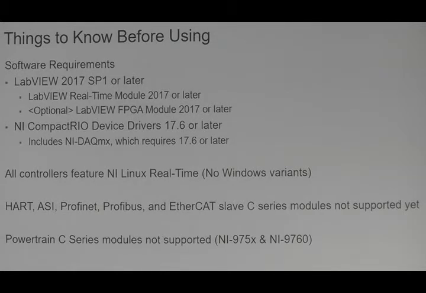There are only a very few specific ones that aren't going to be initially supported at release, but we are working on them. And those are the ones that you see here, which are the HART, ASI, Profinet, Profibus, EtherCAT, and EtherCAT Slave C-Series modules. So those specific ones at release, we don't have support for, but that is something we're working on and we'll eventually get out to you as well. All the standard analog, digital, and other communication types that are up here are all supported in them.